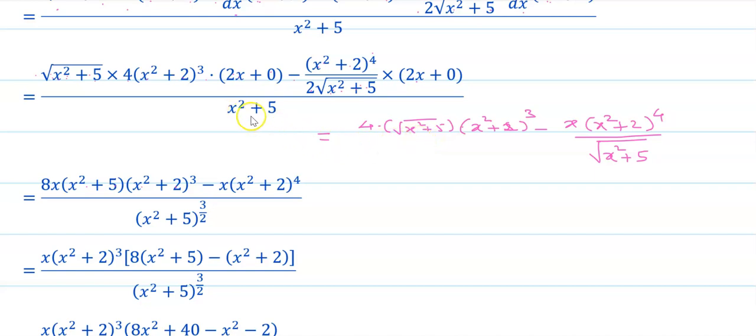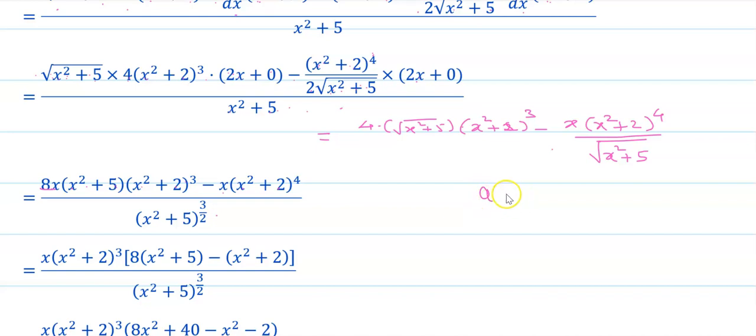And hence we have here the term x square plus 5. Next, 4 into 2, then you will get 8x, first term here, x square plus 5. What about (x square plus 2) raised to 3? This term is as it is. Next, simplification of x square plus 2 raised to 4, and here is x: x into (x square plus 2) raised to 4 upon x square plus 5 into root of x square plus 5. This has power 1 and this has half, then it will make 3/2. So this is how the simplification works.